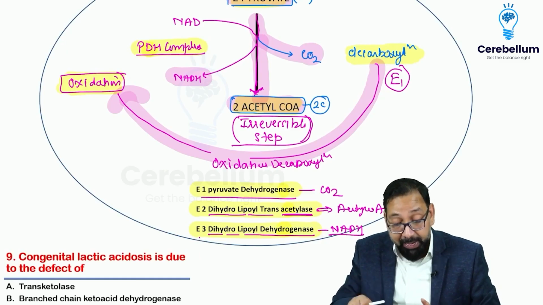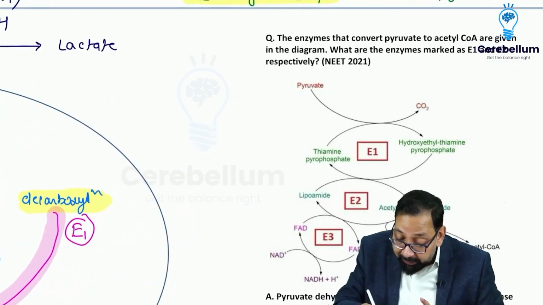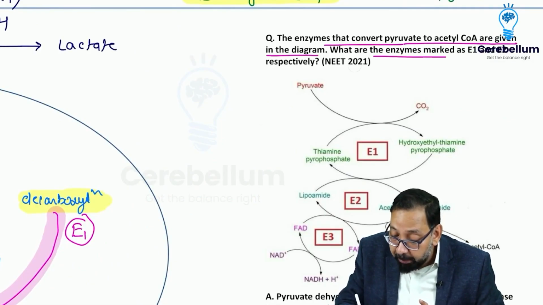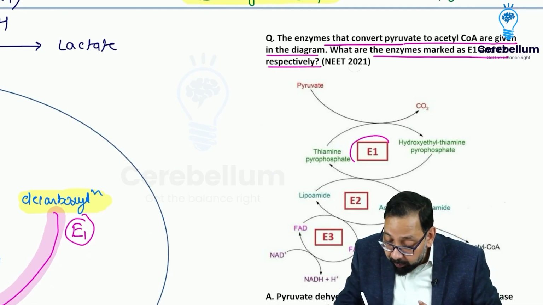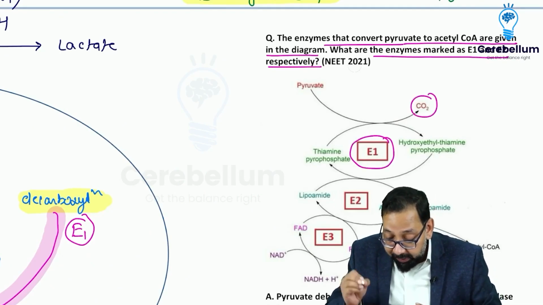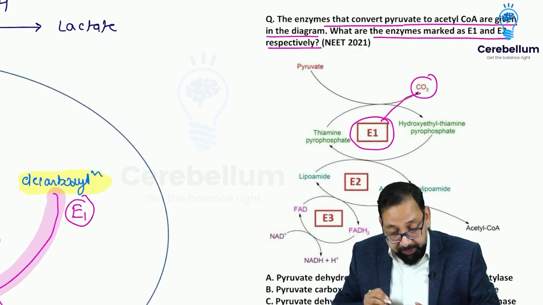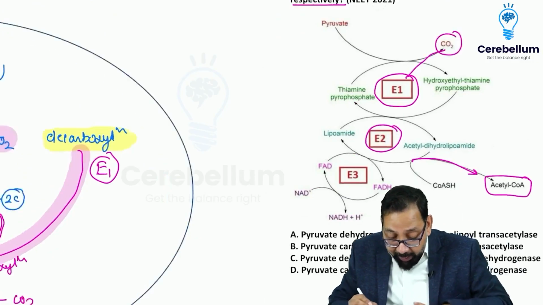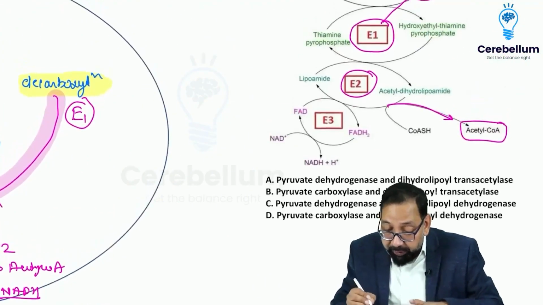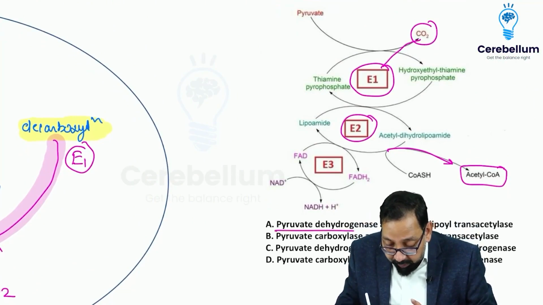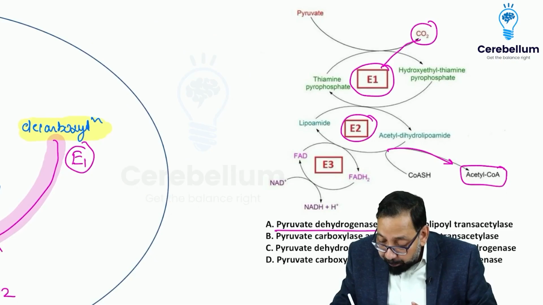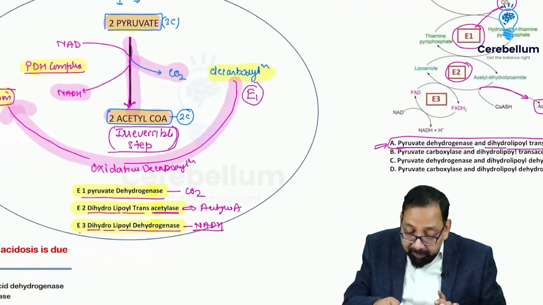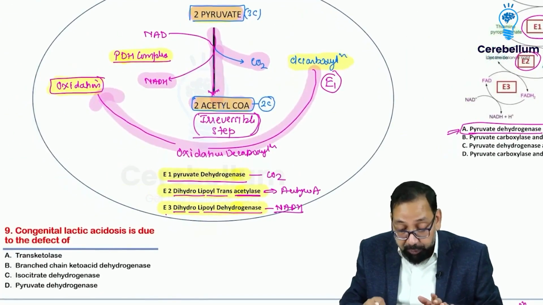So why did we remember it like this? Because a question was asked: the enzymes that convert pyruvate to acetyl coenzyme A are given in the diagram. What are the enzymes marked as E1 and E2? E1 removes CO2, that is pyruvate dehydrogenase. E2 removes acetyl coenzyme, dihydrolipoyl transacetylase. Answer is A. So if you remember this simple way, you will never forget that first CO2, then acetyl coenzyme, then NADH.